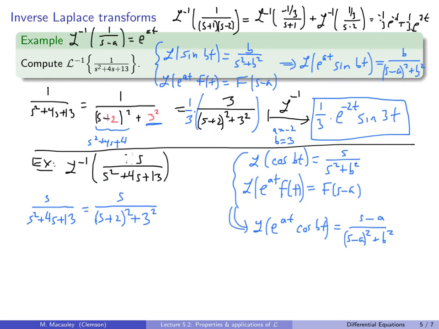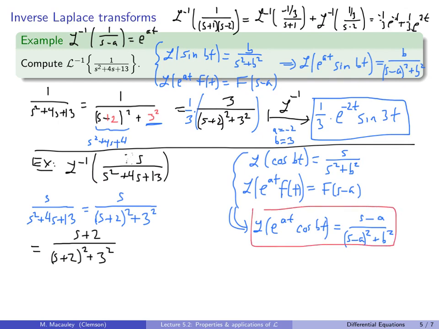Okay, so here's what I always do. I always write down what we want. Remember that? So here's what we need. S plus 2 squared plus 3 squared on bottom, and then on top we need s minus a, which is s plus 2. Remember? S minus a to match that. Let me box that, it's what we need.